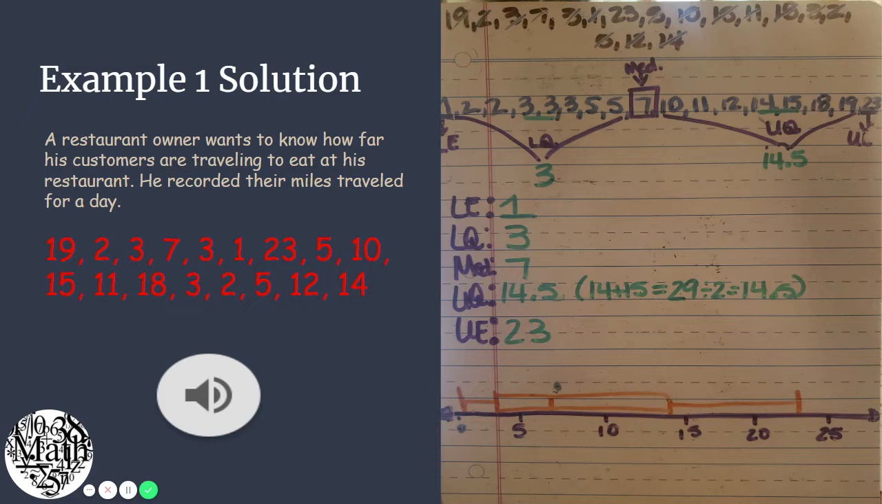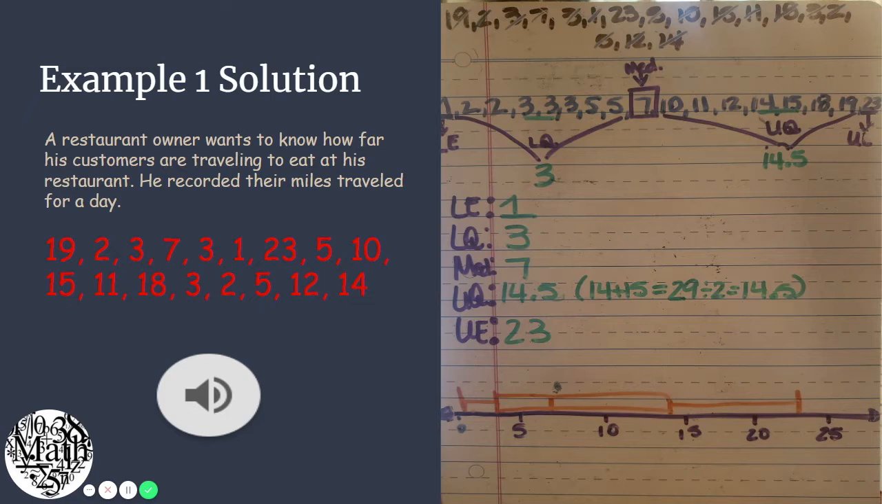How you can check behind yourself to make sure that you have actually recorded all of your numbers is to count how many you initially started with and make sure that you have that same number when you have put them in ascending order. For question number 1, we notice that we have 17 sets of data. So we need to make sure that we have 17 when we are done.